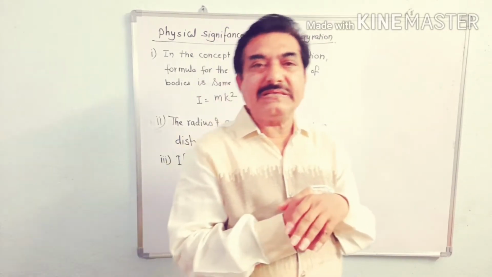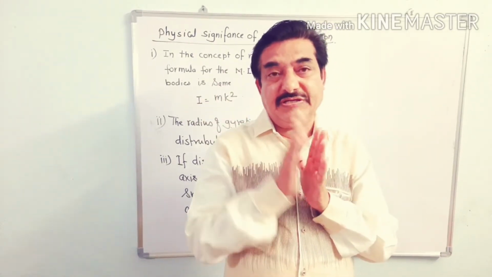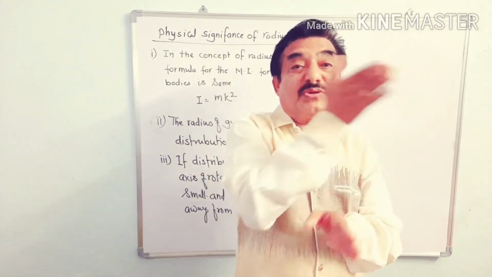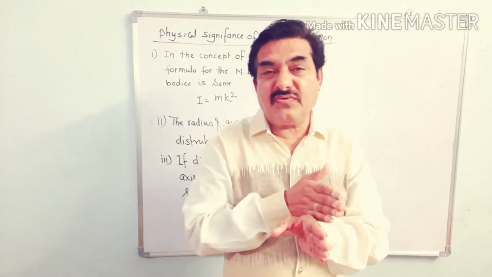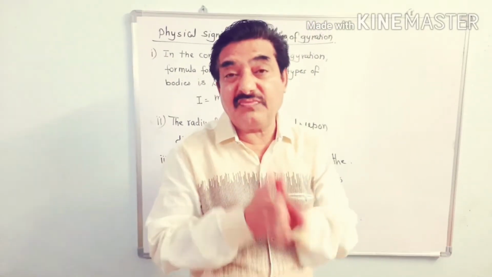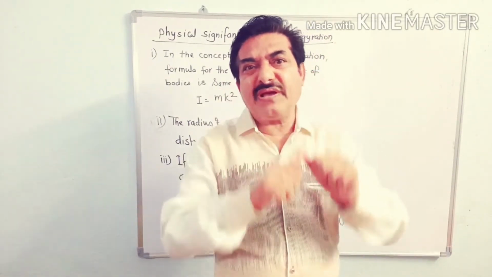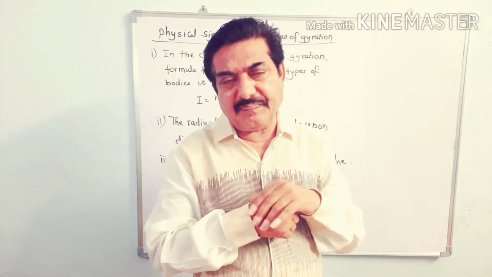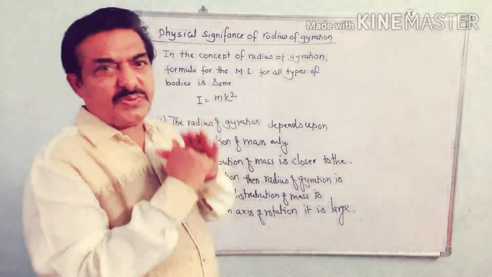But the fact is that in our previous concept, that is the concept of moment of inertia, it depends upon so many parameters, factors. It depends upon mass, it depends upon position of the axis of rotation, it depends upon distribution of mass, it depends upon size and shape of the body. It means as one of the parameters is changed, the moment of inertia is changed. And it becomes very difficult to study further. That's why the concept of radius of gyration is used.